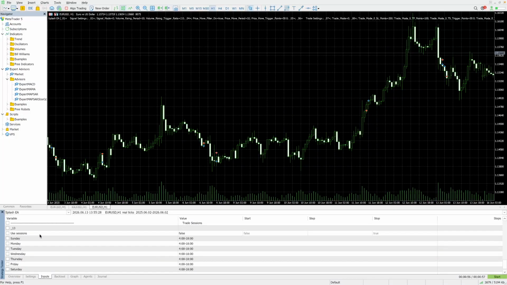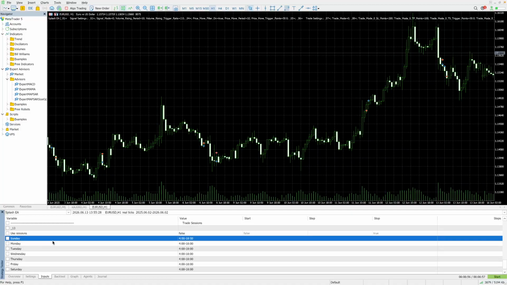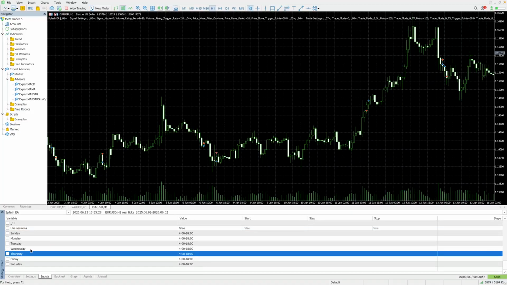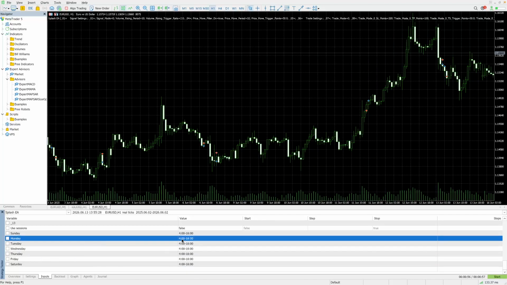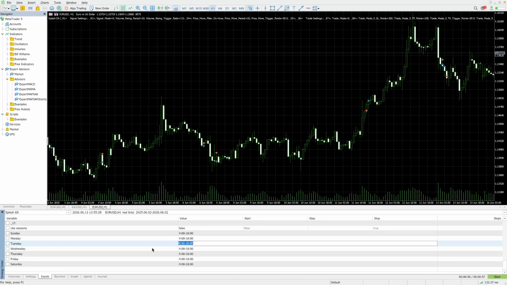We also have sessions. You can choose which session you want the EA to work for you, time of the day, and even the days you want the EA to work for you. All of these are adjustable, and these are the defaults.